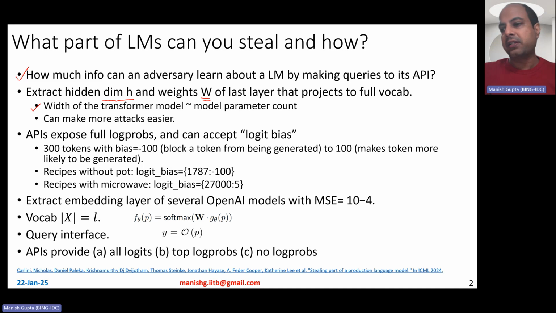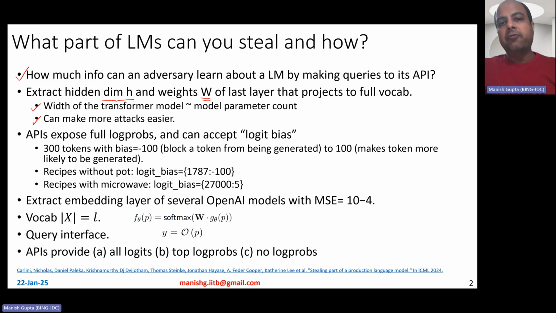So for closed source models like OpenAI's recent models, you could try to guess the model parameter count based on the width of the transformer model. It can also make more attacks easier. Of course, this paper talks about a few adversarial attacks, but there could be more attacks based on this.